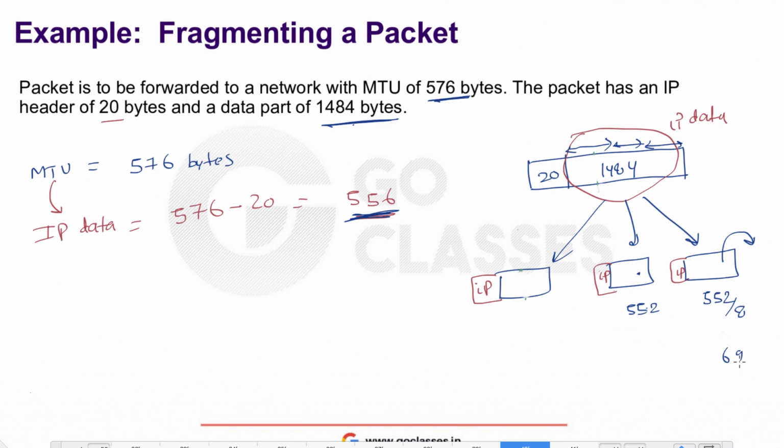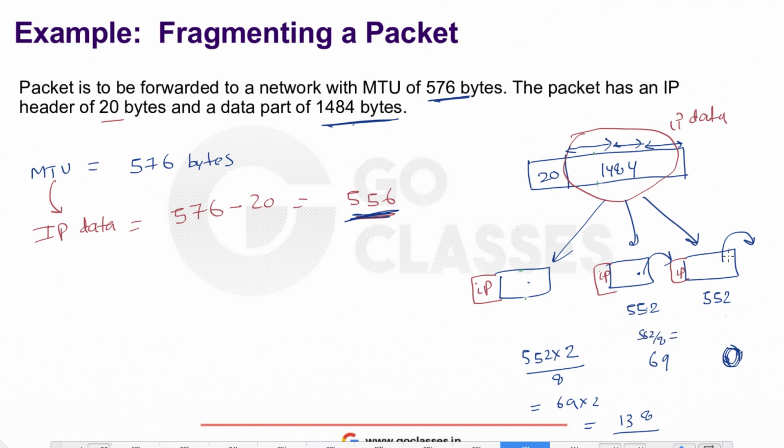You won't be dividing by 8 for the first packet, because the first packet's offset is anyway 0. But if I talk about the offset for the next packet, it is 552 divided by 8, because it is following 552 bytes, which means 69. And what is the offset for this? It is following 552 into 2, divided by 8, which is basically 69 into 2, which will be 138. And this is 552 divided by 8, which is just 69.